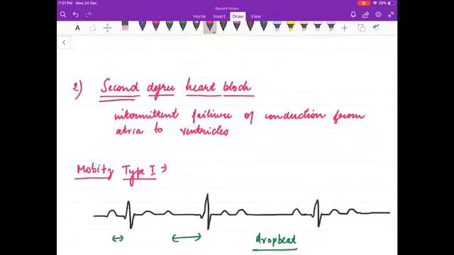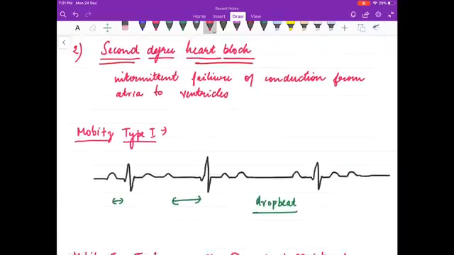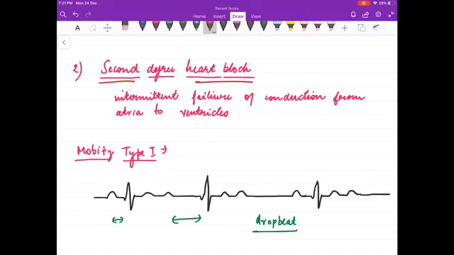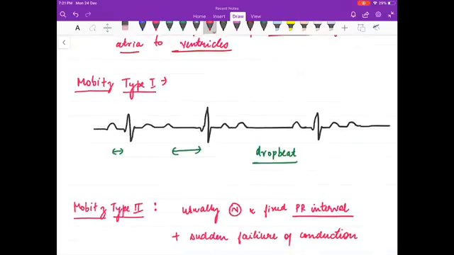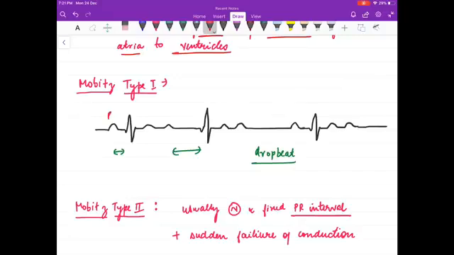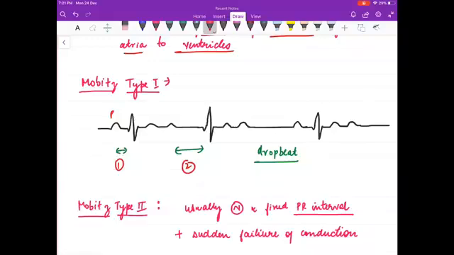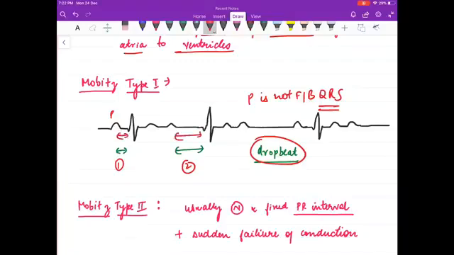Okay. In second degree heart block, it is of two types, type 1 and type 2. It is due to intermittent failure of conduction from atria to ventricles. In type 1, the PR interval gradually prolongs, and then you see a drop beat. Here the P is not followed by QRS. First the PR interval gradually increases, then it is followed by an absence of QRS complex, and it is called Wenckebach phenomenon.